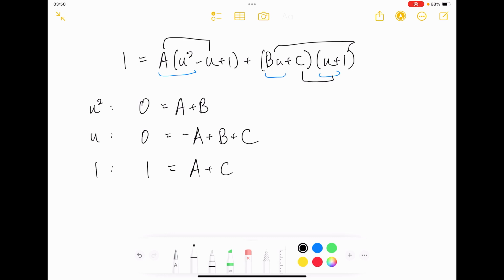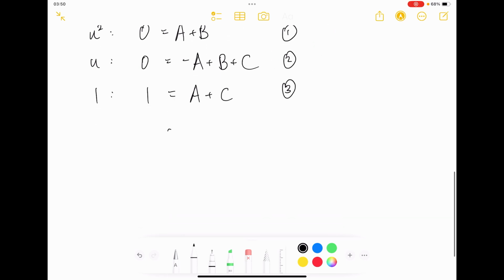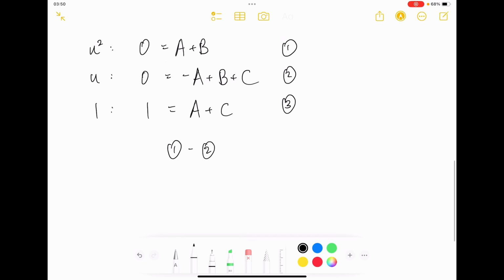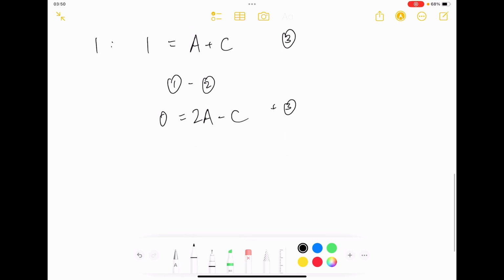Okay, so we have 3 equations with 3 unknowns. We're going to solve this. So equation 1, equation 2, equation 3. I'm going to do 1 minus 2 to get rid of the B. So what will that get me? Well, I'm going to get 0 on the left, and then A minus negative A, which is 2A, and then subtract C. And I'm going to add equation 3 to this new equation just to get rid of the C. So we'll have 1 equals 3A, so A is a third.